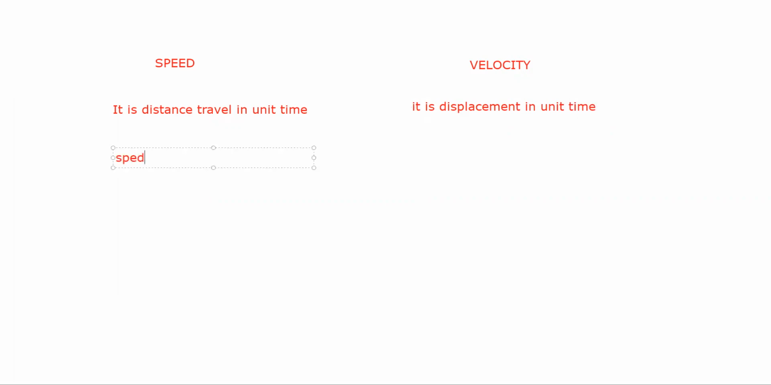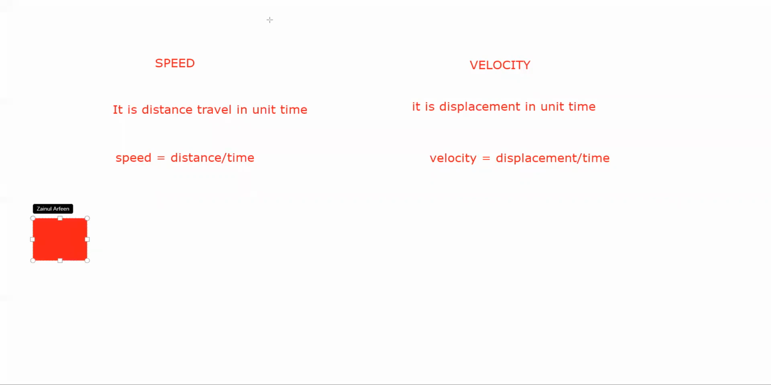So the formula to calculate speed is equals to distance divided by time, where velocity is displacement divided by time. So example, if I say an object at point A moves to a new position, point B, and covers 5 meters in 2 seconds. The distance here is 5 meters.